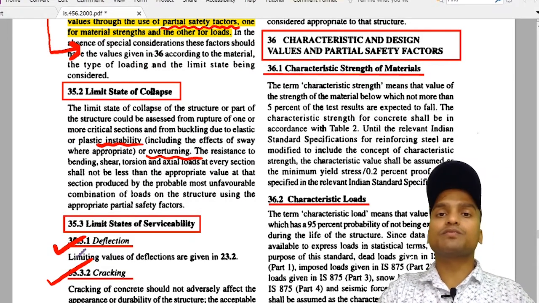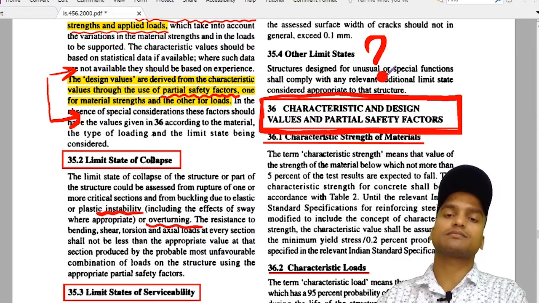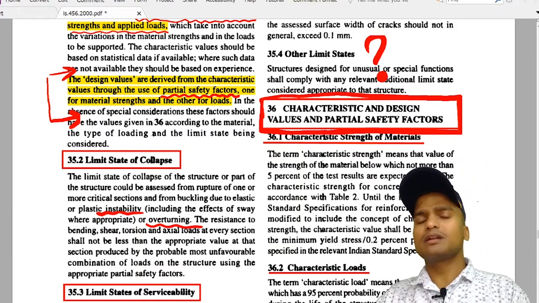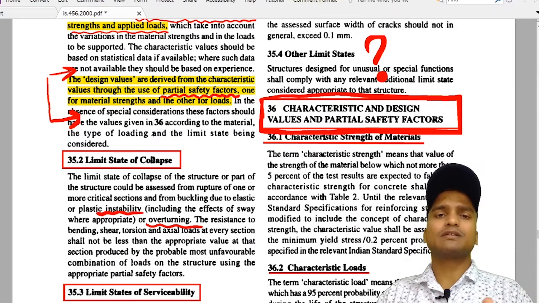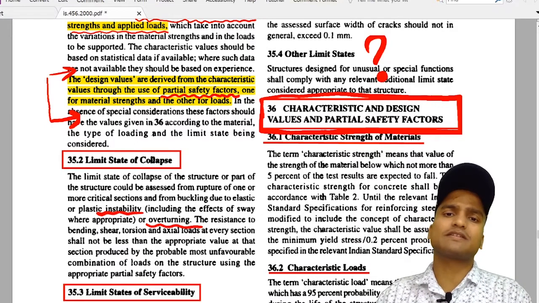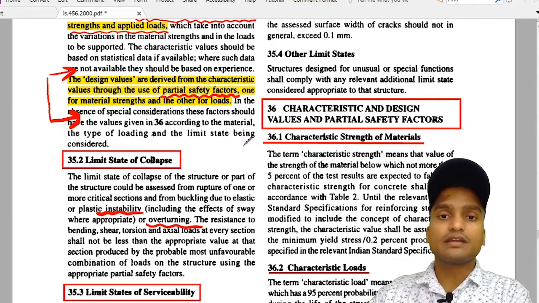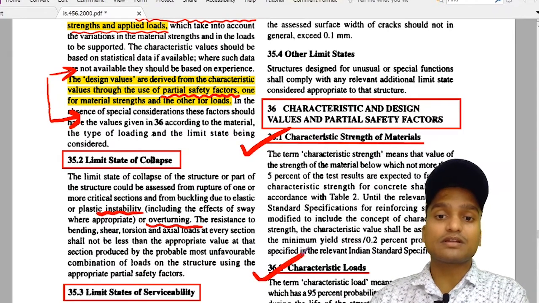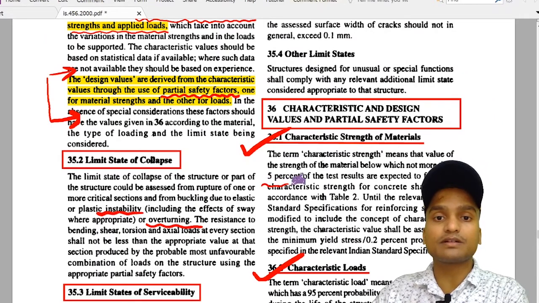So today we are going to focus more on the characteristic and design values and partial safety factor. How to calculate these things: when we have calculated the characteristic values, it will be very easy to calculate the design values, because we just multiply or divide by the partial safety factor. It is already written very clearly in IS 456, the definition for characteristic strength of material as well as the characteristic loads definition. You can check some keywords in this definition, 5% of the test results.